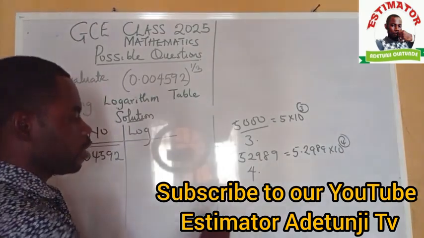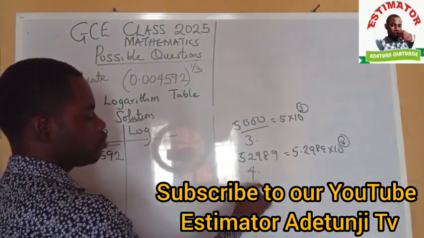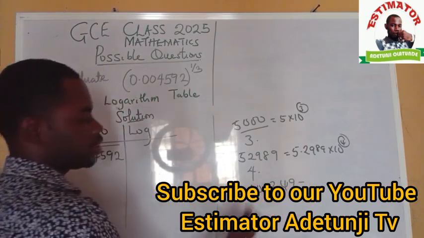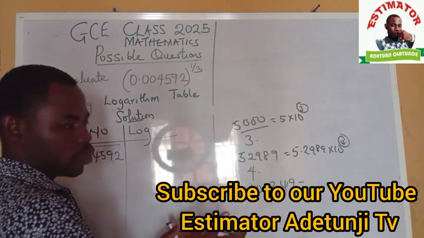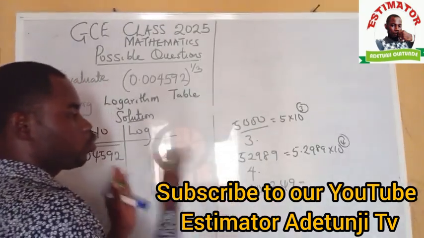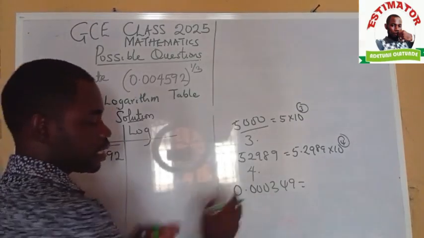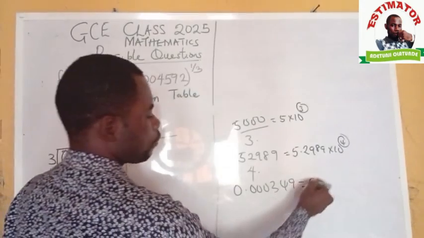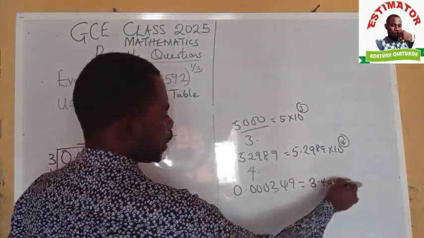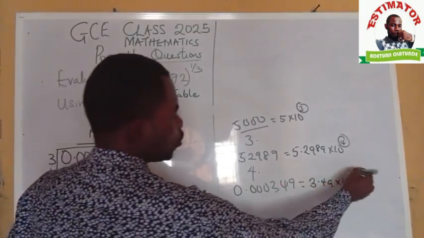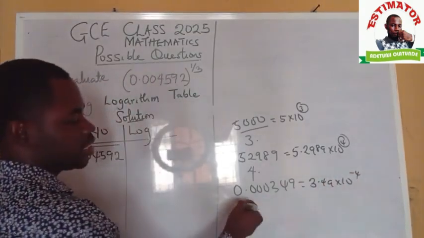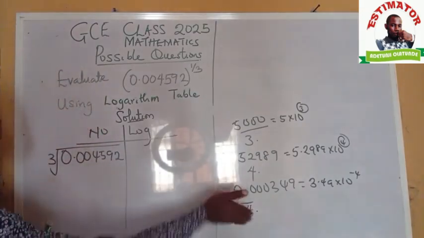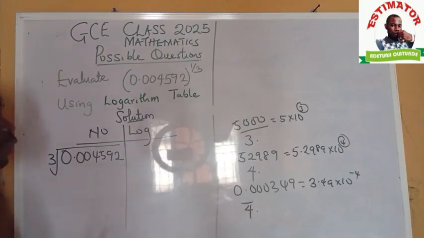What about if I have a decimal number, 0.000 whatever, what will be my characteristic? Same way, turn it into standard form in case you don't know the other way. Whatever style you use, stick to it and know it very well. So I have 3.49 times 10 raised to the power minus 4, which shows that my characteristic here is bar 4. So now, I've shown us how to get the characteristic of numbers.